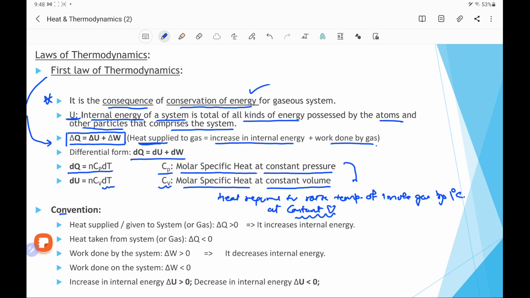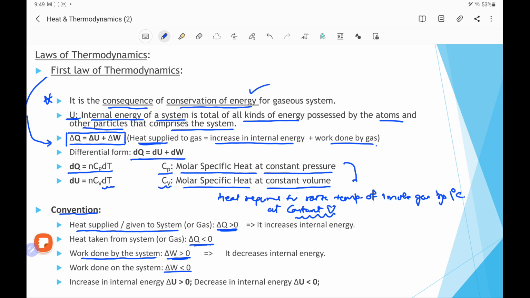There are sign conventions. If heat is supplied or given to the system, then heat is taken as positive, that is greater than 0. And if heat is taken from the system, then it is taken as negative. Similarly, if work is done by the system, then work will be positive, that is greater than 0. And if work is done on the system, that means it compresses, in that case, work will be taken as negative, or less than 0.